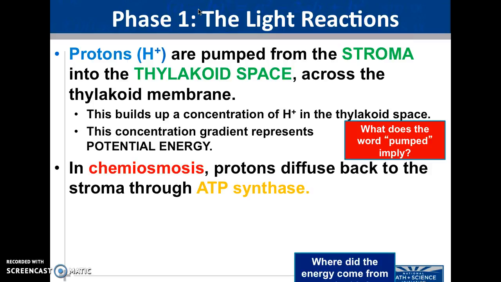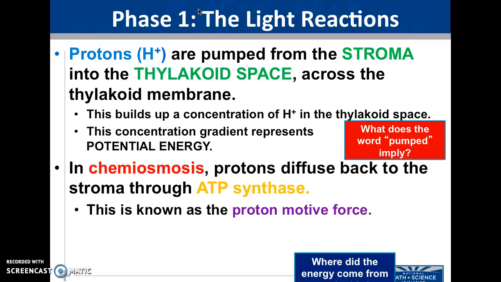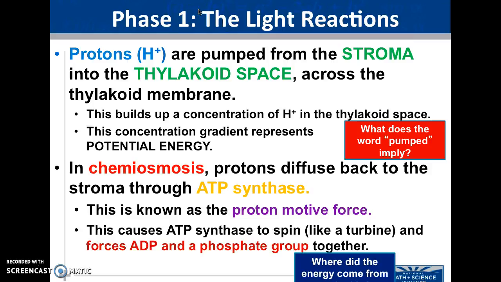In chemiosmosis, the protons basically build up so much that they diffuse back into the stroma using ATP synthase, and ATP synthase is then powered to turn ADP into ATP. This is known as a proton motive force. Essentially, the protons shoot through that protein, and the synthase starts to spin and create ATP. Basically like a turbine forcing ADP and the phosphate group to bond, and that forms ATP.